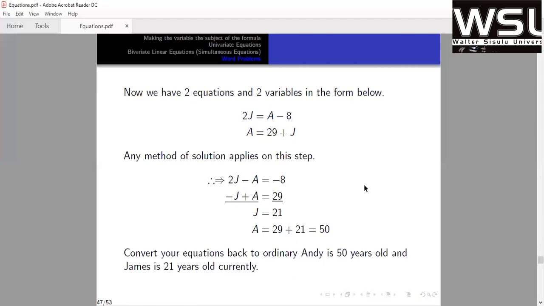So you always, I repeat, you always convert your equations back to words. Remember, the question did not ask you about A and J. The question asked you about Andy's age and James' age, not A and J or whatever variable you decide to use. So after you're done with your calculations, you always convert from maths back to words. Word in, word out.